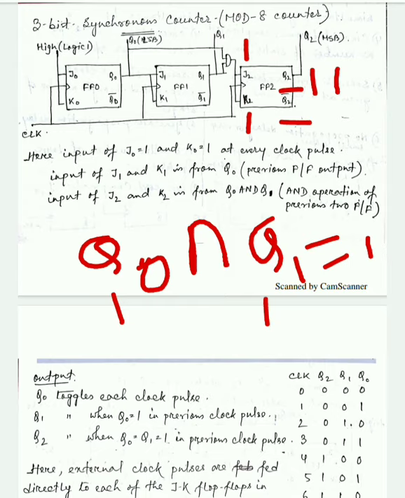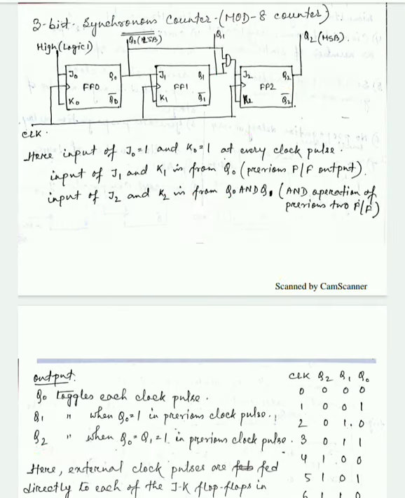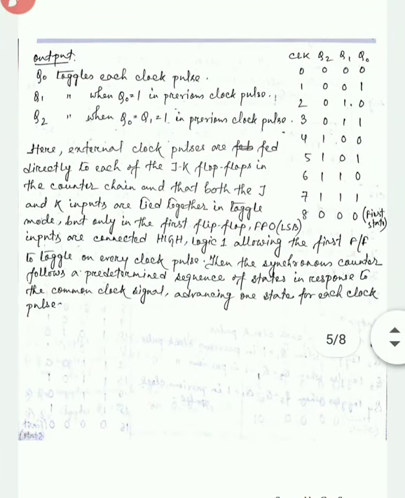So Q2 toggles when Q0 and Q1 are 1 in the previous clock pulse, because Q2's input comes from the AND operation of the outputs of Q0 and Q1. In an AND operation, we get 1 when both values are 1. So we can say Q2 toggles when Q0 and Q1 are 1s in the previous clock pulse. Now we see the truth table. It's very easy and very interesting.